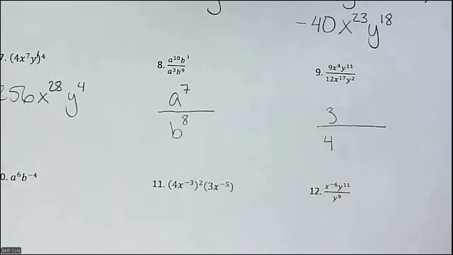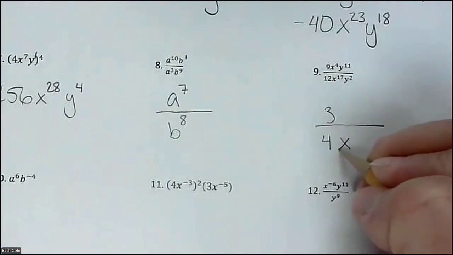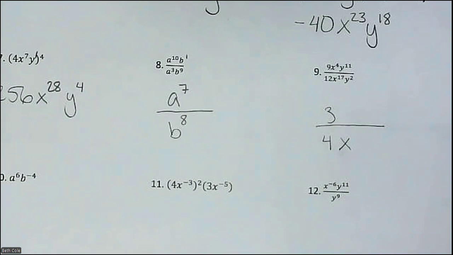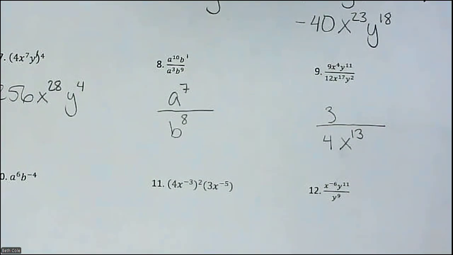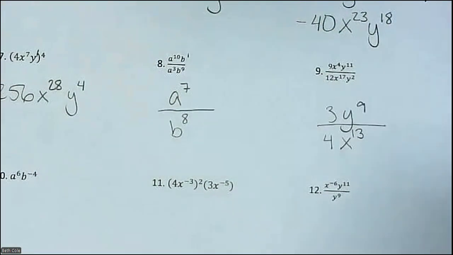Now, which side wins for x? Bottom. By how much? 13. Good job. And then y wins on the top by 9.